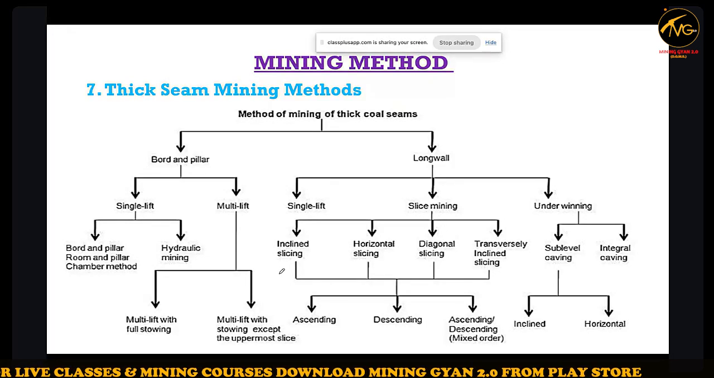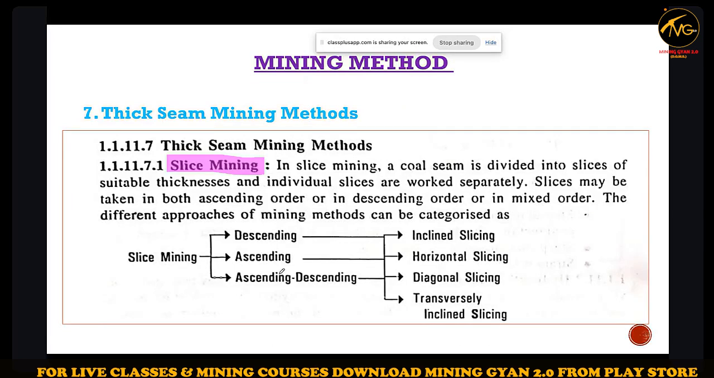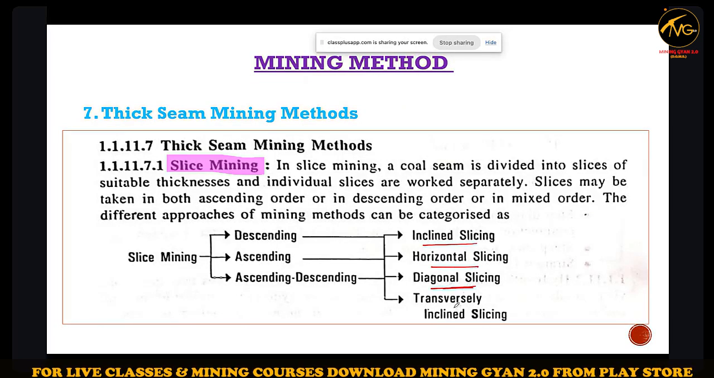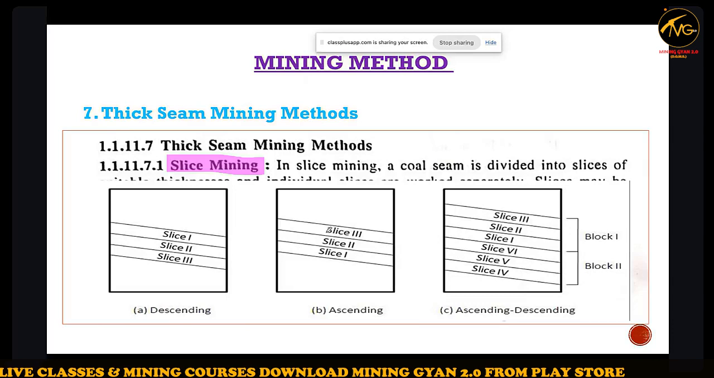In single lift, board and pillar and hydraulic mining; in multi lift, multi lift with stowing and multi lift without stowing, except long wall. In long wall, single lift, slice lift, under winning. The slice method we have discussed: inclined slices, horizontal slices, diagonal slicing, and then slicing. Descending means 1 2 3, ascending means 1 2 3, and ascending descending.